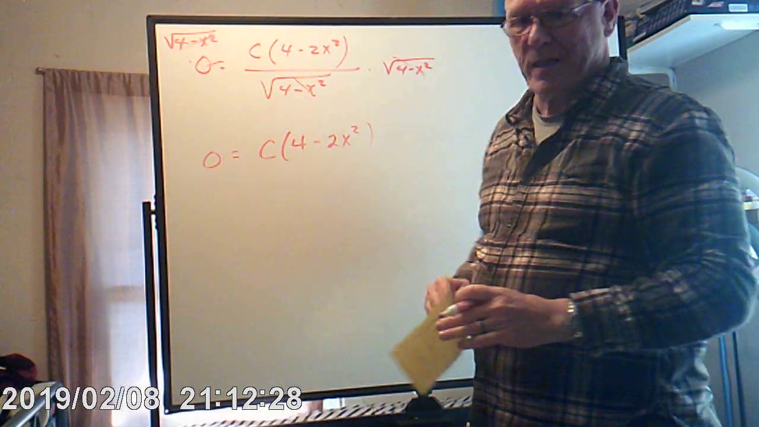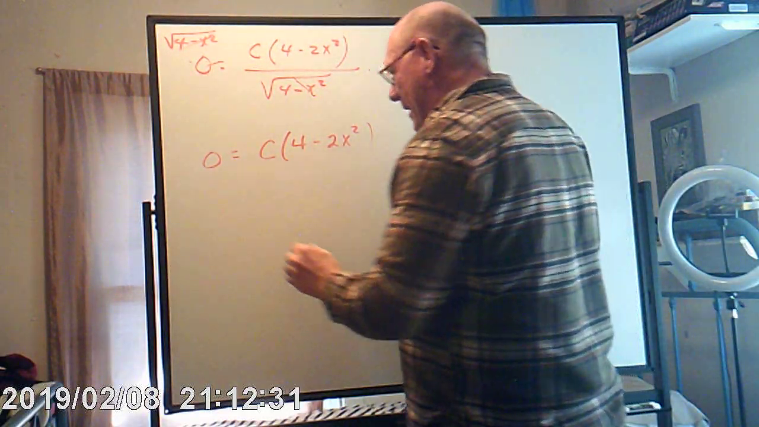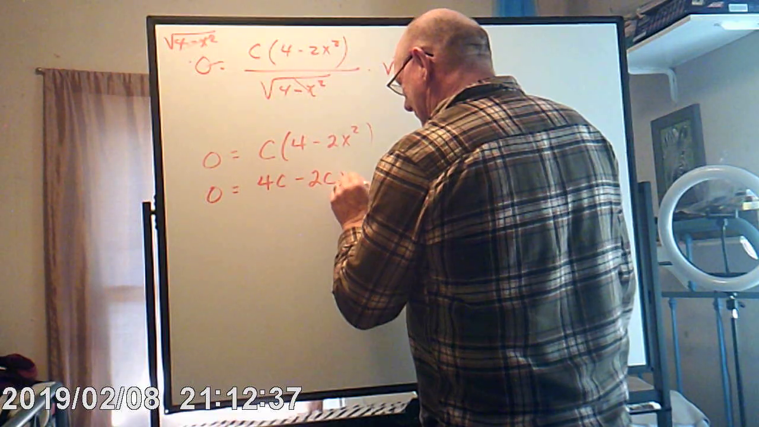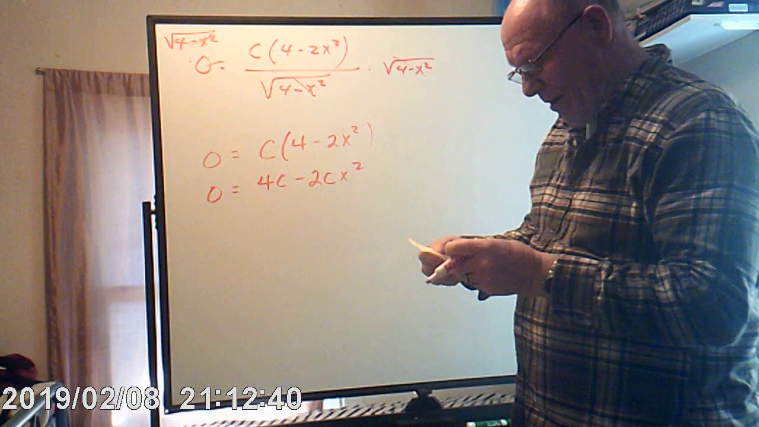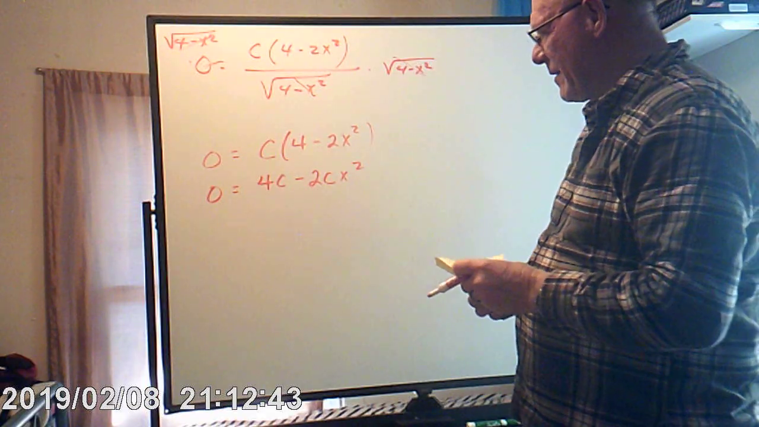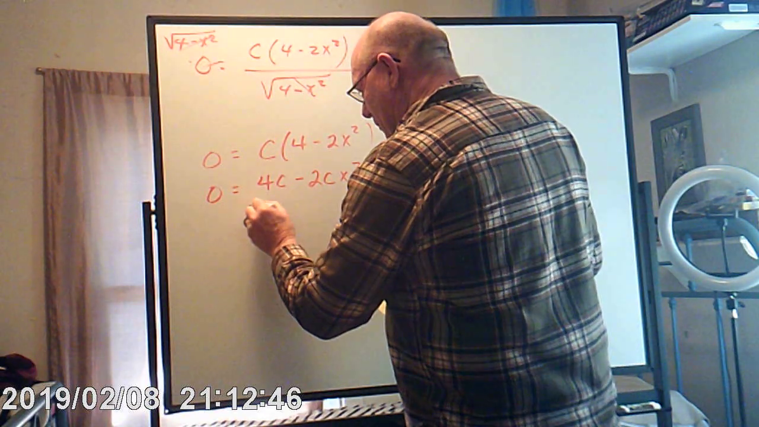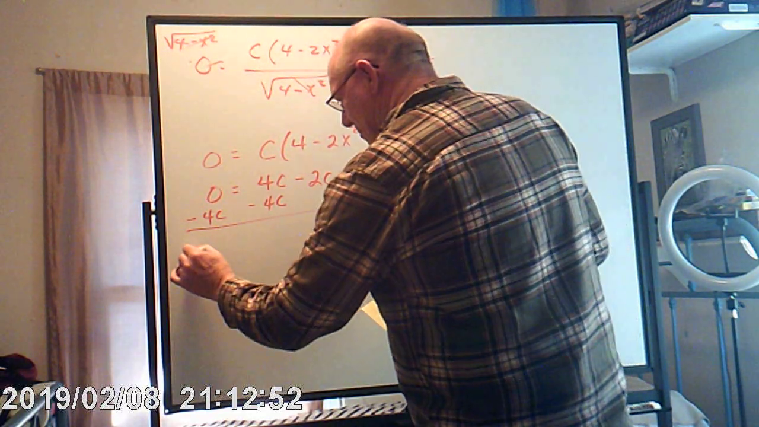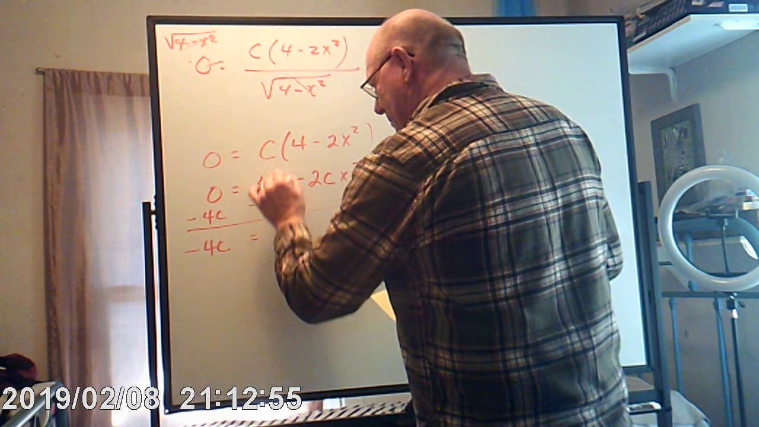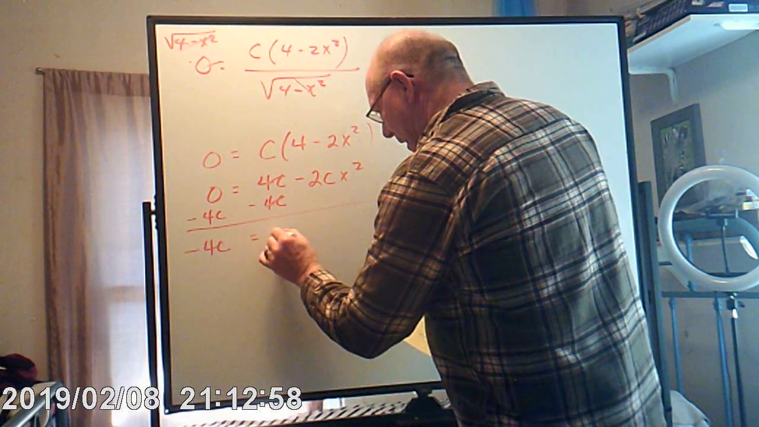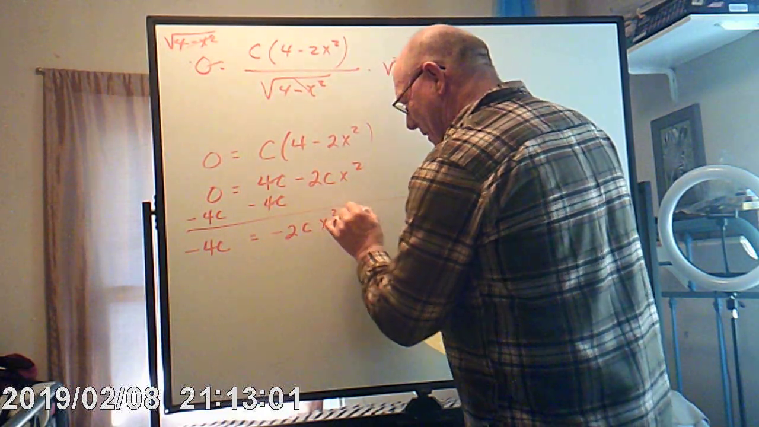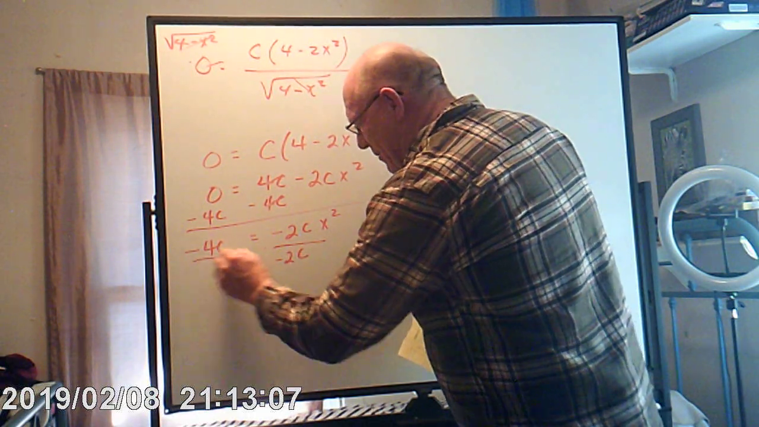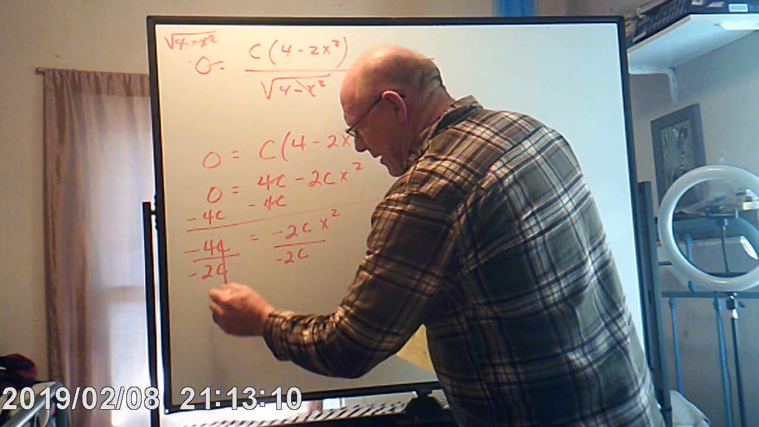Now I can distribute the c at this point. So 4c minus 2cx squared. And I am actually wanting to solve for x. So here's what we're going to do. We're going to subtract 4c on both sides. Now I've got negative 4c is equal to negative 2cx squared. So now we're down to just dividing by negative 2c on both sides. And boy, it does work out.